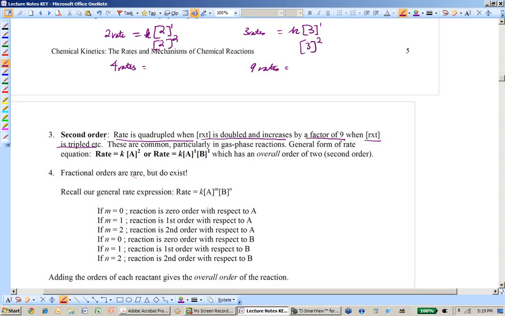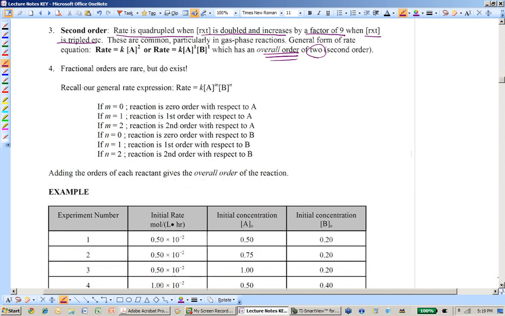The general form of the rate equation is rate equals k[A]², or rate equals k[A]¹[B]¹, which would have an overall order, again with that word, of 1 plus 1 is 2, an overall order of 2. Fractional orders, like I said, do occur, but they're rare.